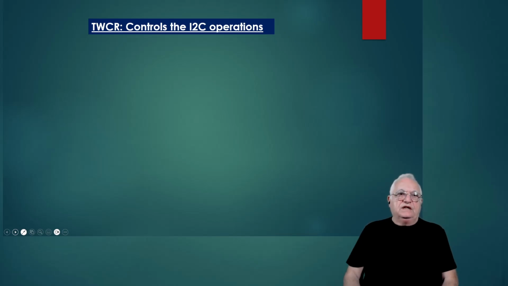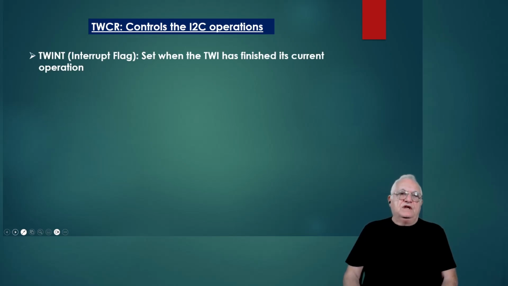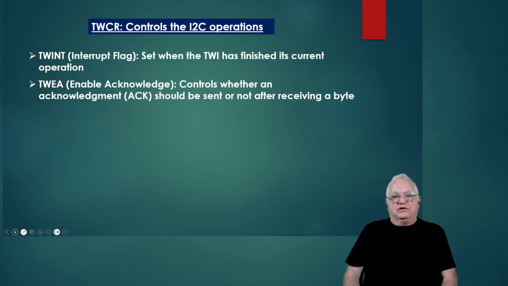So let's look at the TWCR control register. We have the interrupt flag. It gets set every time an operation occurs. So we can monitor to see if the flag got set if we're in a while loop. Next we have the TWEA, which controls whether an acknowledgement should be sent or not after receiving a byte. So once you receive a byte, you can decide whether you're going to acknowledge it or not.